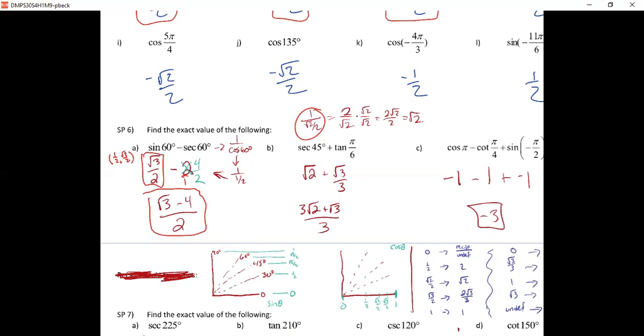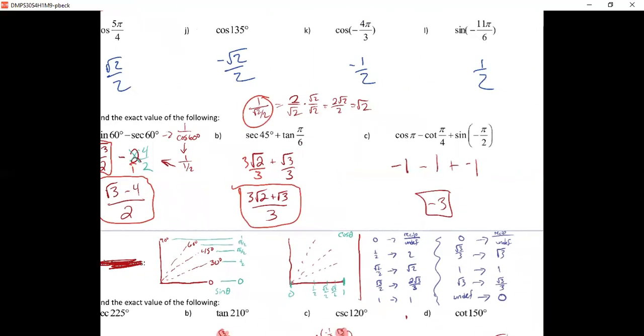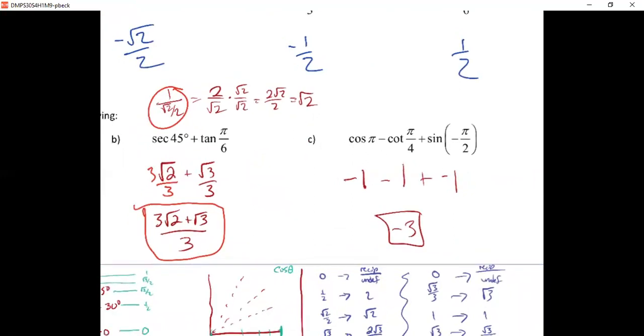So square root of 2 plus square root of 3 over 3, which if we have a common denominator, 3, square root of 2 over 3 plus square root of 3 over 3, we could write it as one big fraction. And then put it more and more together.